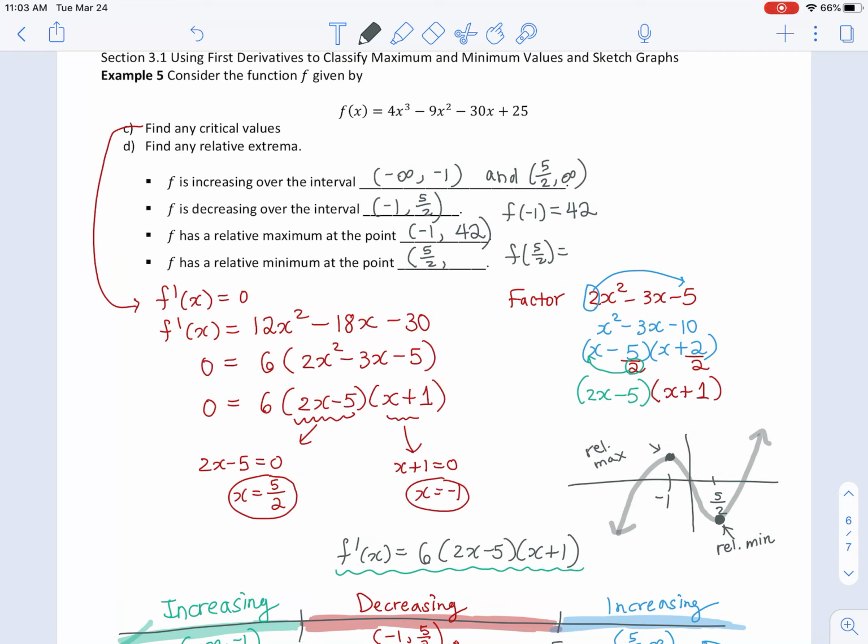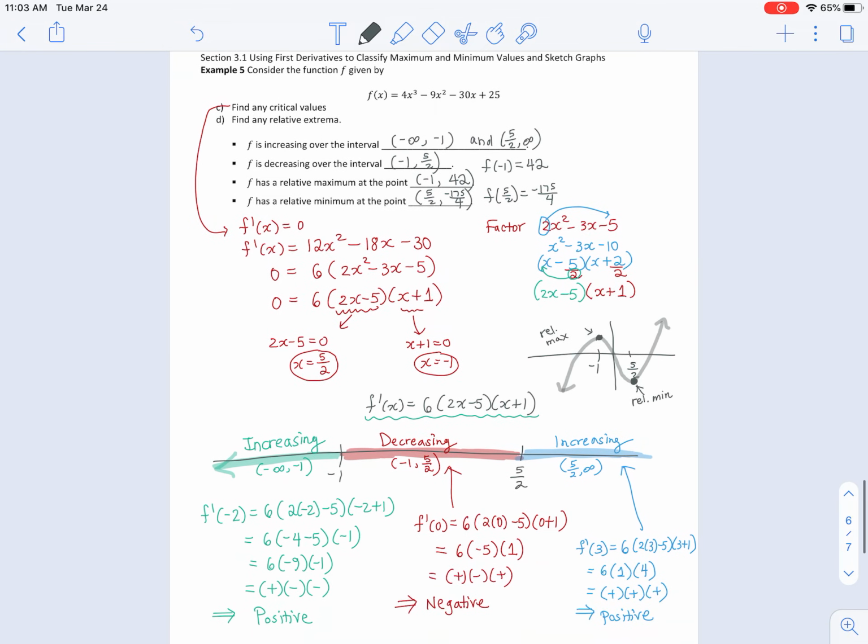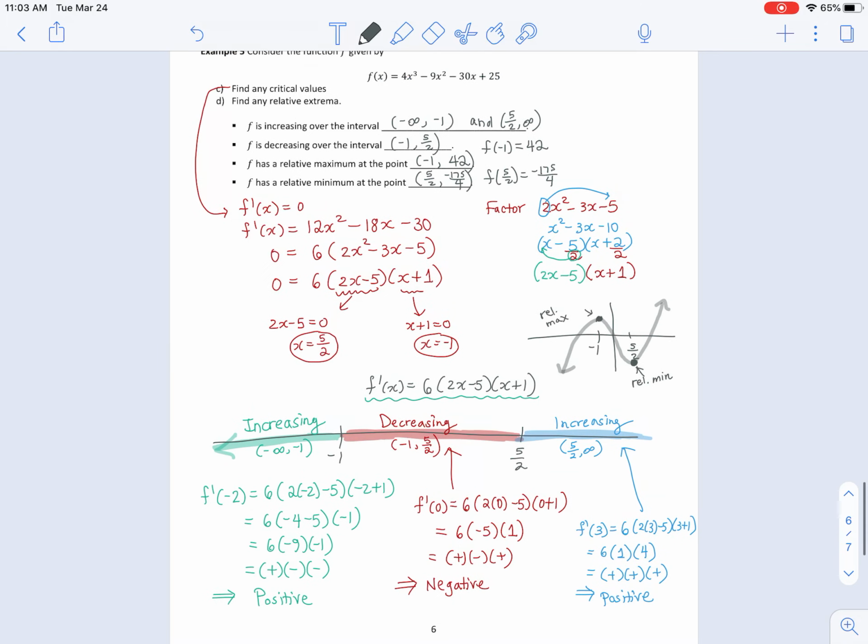And it took me some time too, but that came out to be negative 175 over 4. Okay, so that's going to be your y value. And how did I get these y values? Just plug into the original function, okay? But that's it. That's how you will do number 5. And notice how I took the entire page because I was showing work, right?